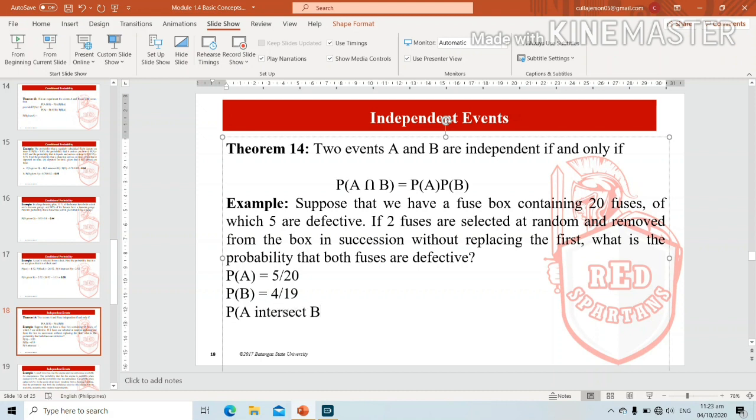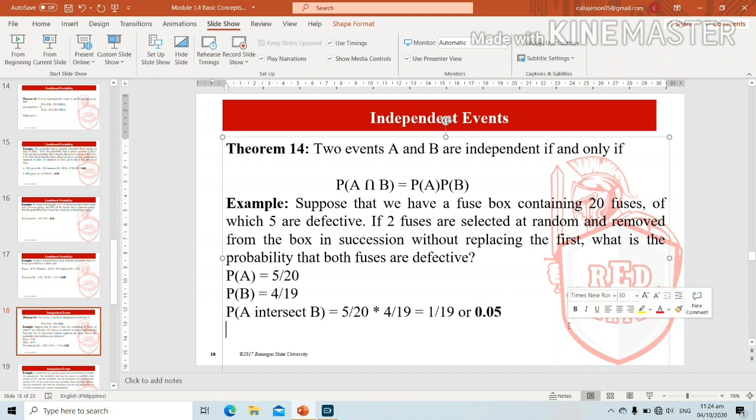So, ang ating probability ng A intersect B is equal to 5/20 multiply natin sa 4/19. So, yung answer natin, multiply lang natin, equal to 1/19 or 0.05. So, yan yung ating answer.